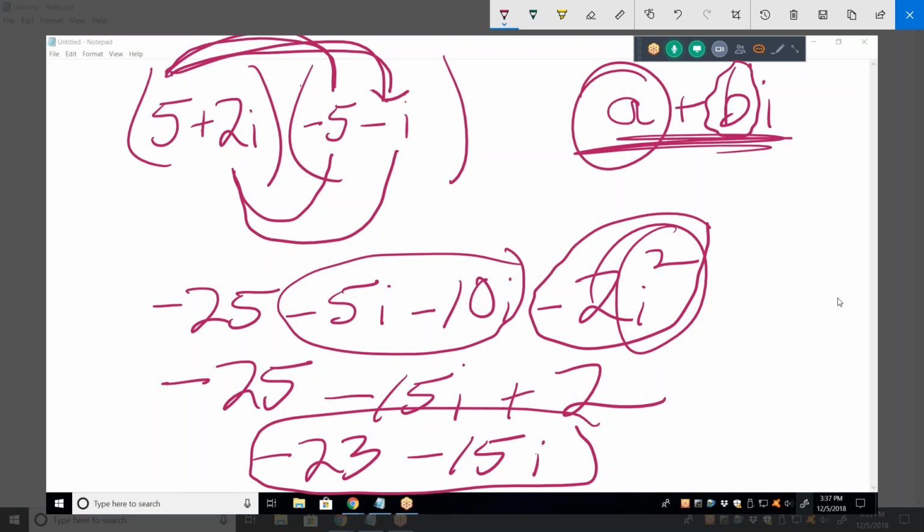Now, adding complex numbers is extremely easy. You add the reals, you add the imaginaries. Subtracting complex numbers is very easy. Subtract the reals, subtract the imaginaries. The only thing that is a little hard is dividing. You have a division of complex numbers. I can make one up if you don't have one.